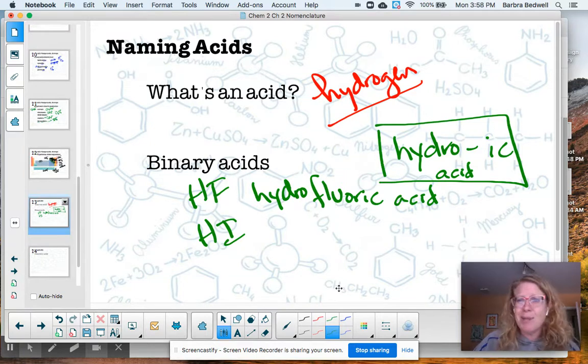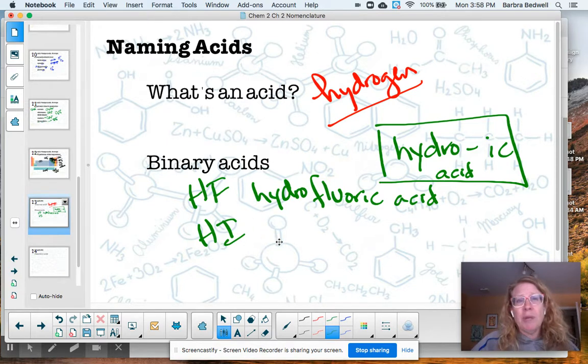Almost everything else can be stored in glass, but hydrofluoric acid is so unpleasant, between having that super reactive hydrogen and then super reactive fluorine in there, it will destroy glass. So hydrofluoric acid has to be kept in plastic, but that's what's used for glass etching. Note for the day.